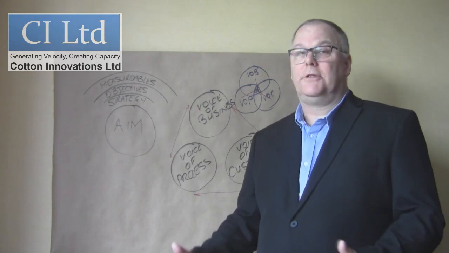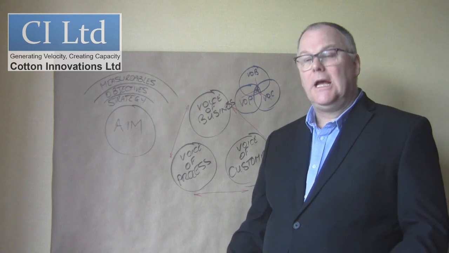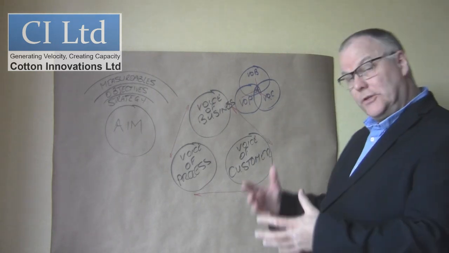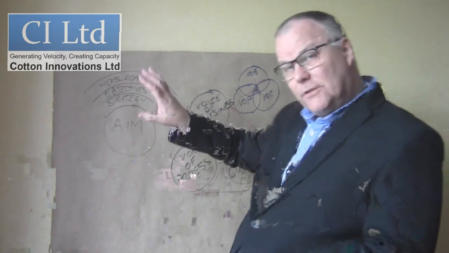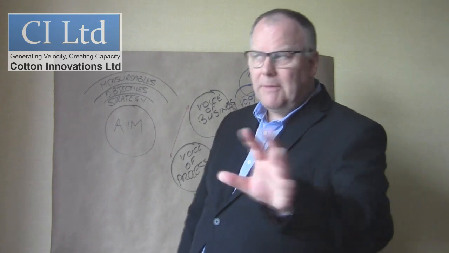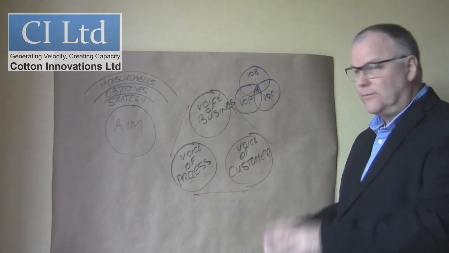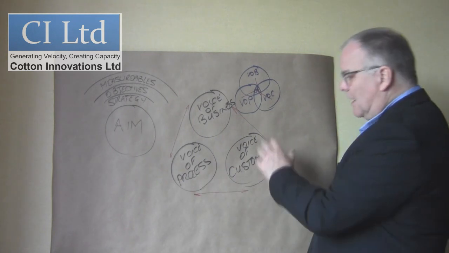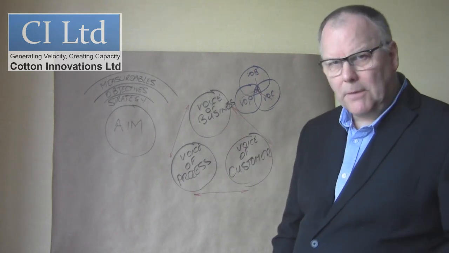We're looking at how to deploy strategy within your business. As we discussed in part 1, strategy is an element of what it is you're trying to do, and the focus is about, first of all, understanding the aim. What do we mean by the aim? Well, the aim is driven by 3 voices, and we can call those voices voice of the business, voice of the process, voice of the customer. What do we mean by those 3 voices?